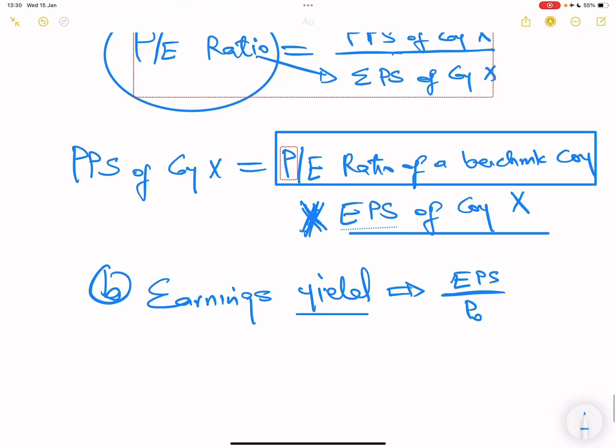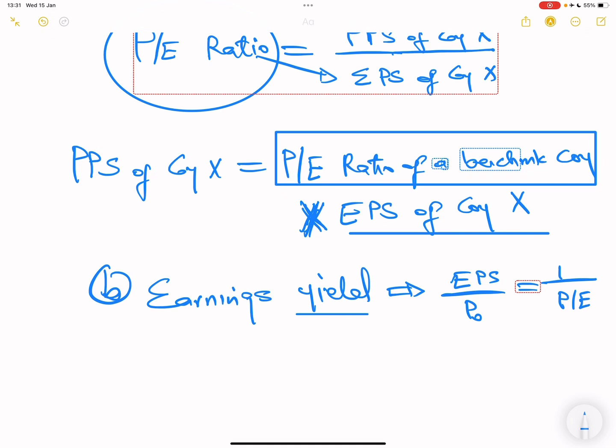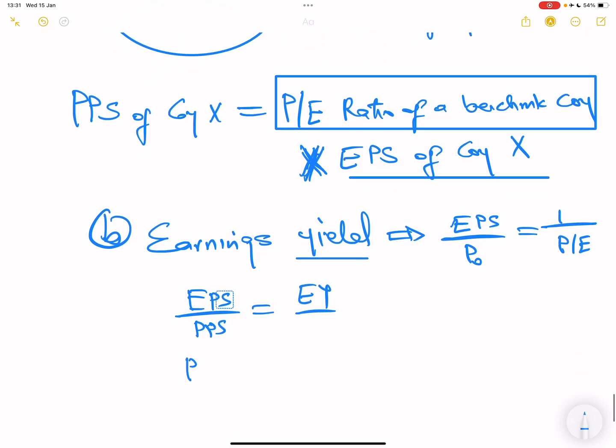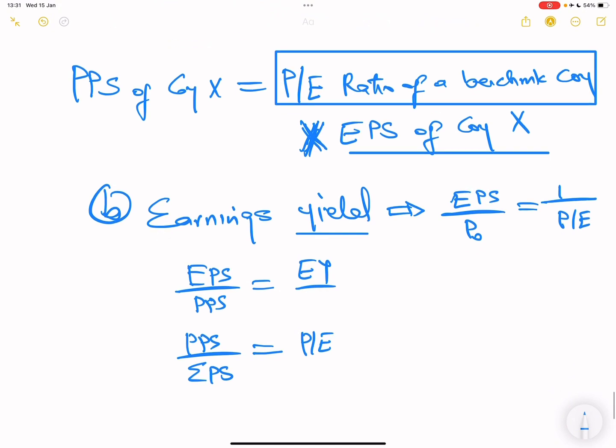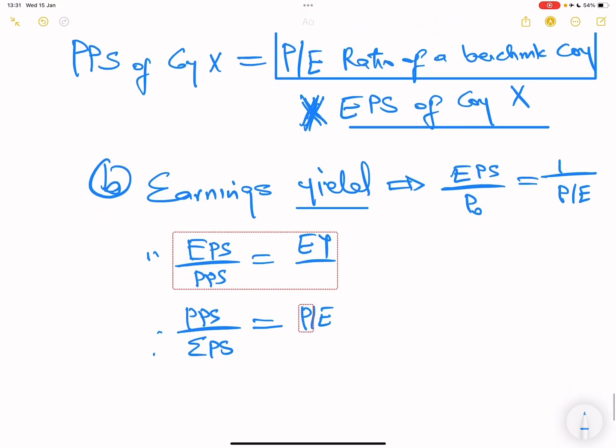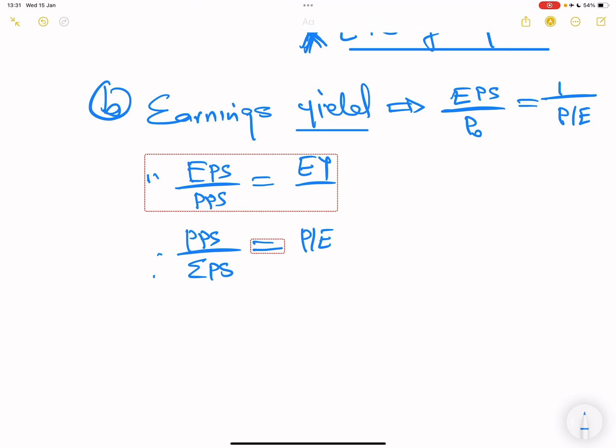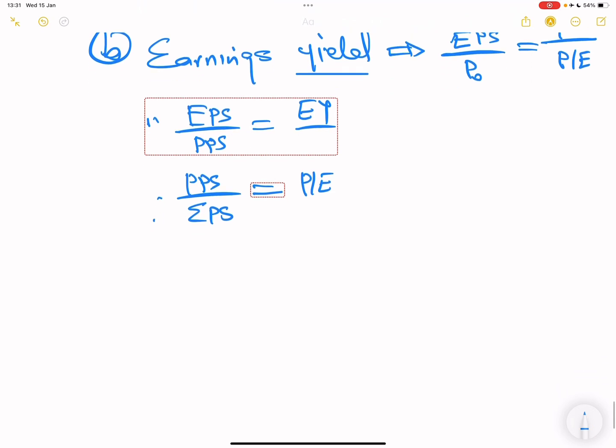So invariably, what we are saying is that it's the opposite of the price earnings ratio. It's the inverse of the price earnings ratio, because earnings per share over price per share is equal to earnings yield. But remember that price per share over earnings per share is equal to the PE ratio. So it's the same thing, just the inverse. I'm going to work an example to deal with that.